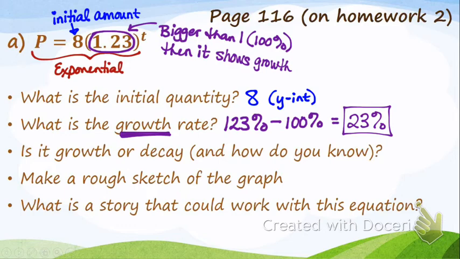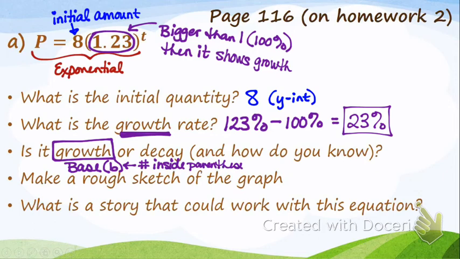I kind of gave away the third bullet point, but I gave that away with the second one. How did we know it was growth? The number was bigger than 100%. Yes. The base, b, that's the number inside parentheses, is bigger than 1.